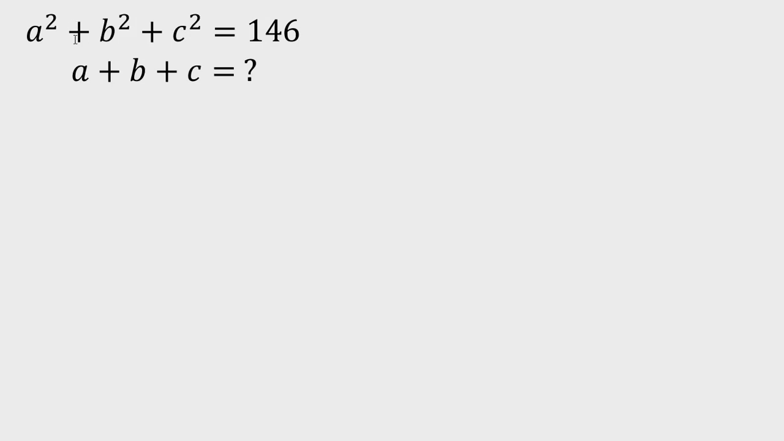A squared plus B squared plus C squared equal to 146, and we want to find A plus B plus C. So, let me tell you something. Without loss of generality, suppose A, B, C are greater than or equal to 0, because at the end we will consider also negatives of these numbers.